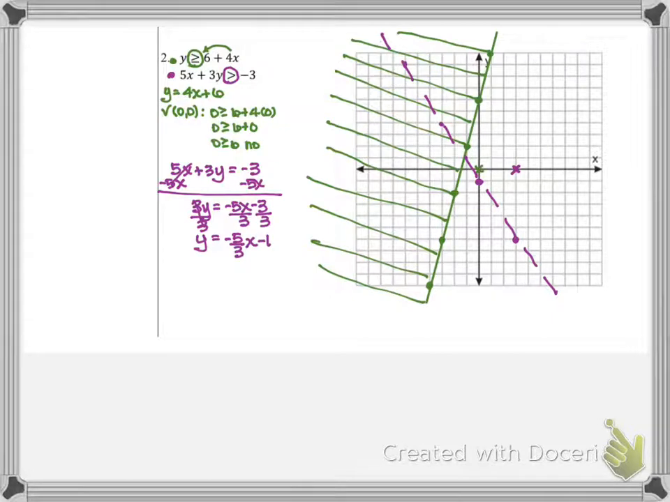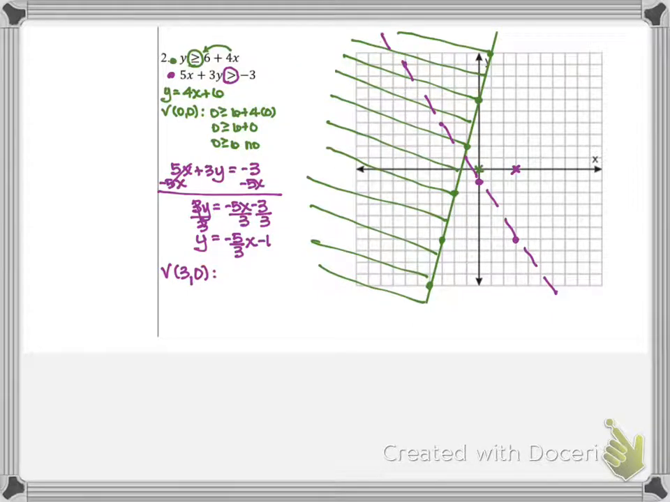Now, if your graph is way more accurate than mine, which it should be, then maybe 0, 0 is a choice that makes sense, but I'm not too sure because I didn't use a ruler graphing those, which I should have, but I didn't. So I'm going to go ahead and check 3, 0.